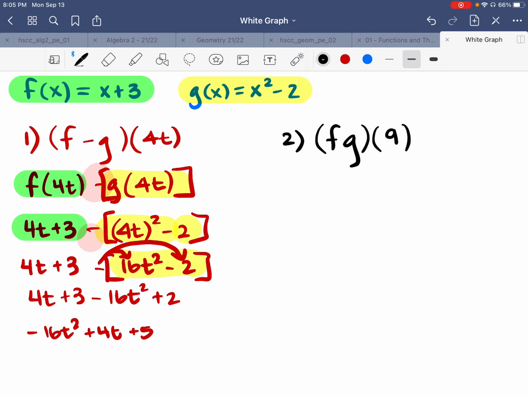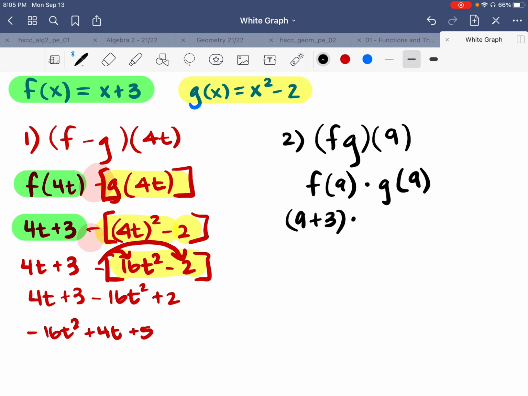My second problem, you have f of g, or not f of g, sorry, f times g of 9. This is the same as saying take f of 9 and multiply it by g of 9. And that's all I would do with these problems here. Now, there are some trickier ways to do these things, but this is basically it. So we're going to take f of 9 and plug it into the green function. That means 9 plus 3.